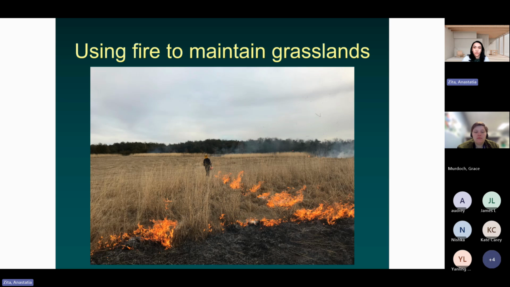This is an image of fire being used to maintain grasslands. You can see that.